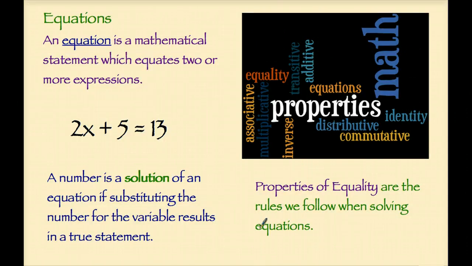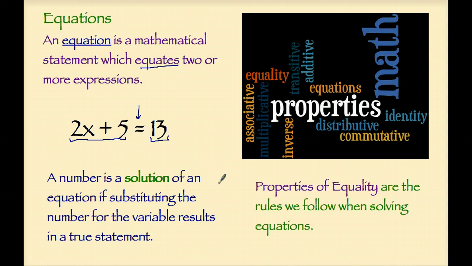Now let's get to what an equation is. The definition is that an equation is a mathematical statement which equates two or more expressions. Of course, the word equates is where we get the word equation, and therefore we understand now that the equal sign comes into play. Notice for this sample equation, I have an expression, an equal sign, and another expression. It's okay for an expression to just be a number, as in the case of 13 here.